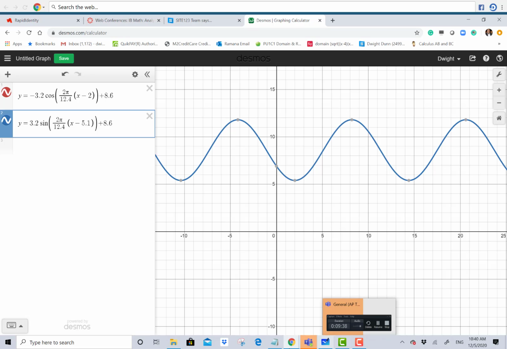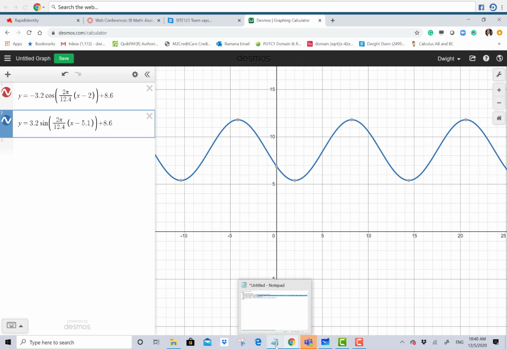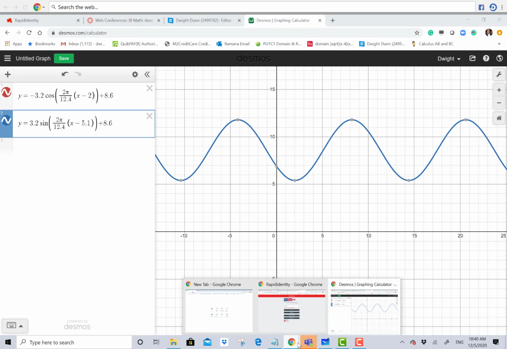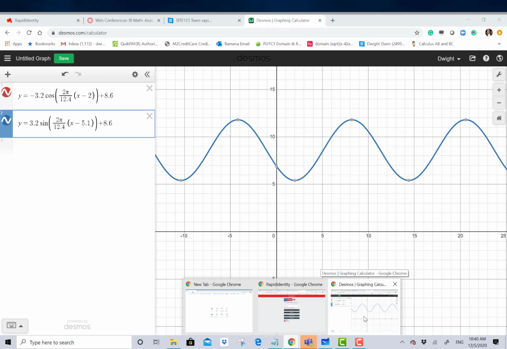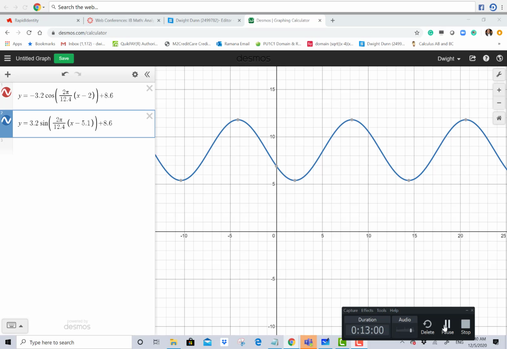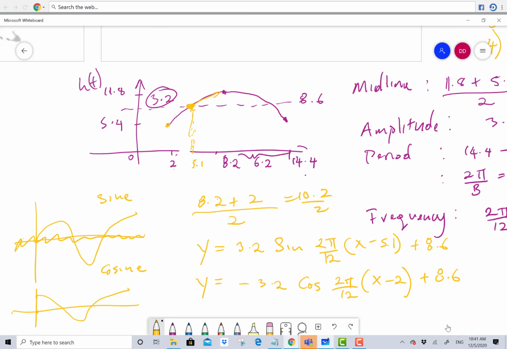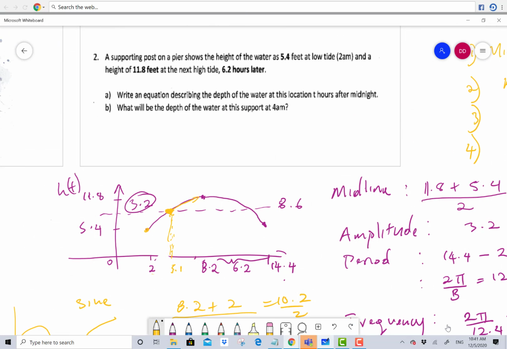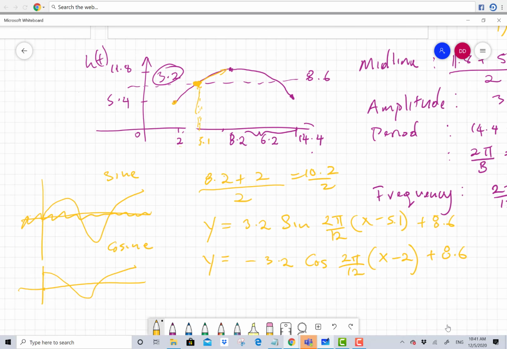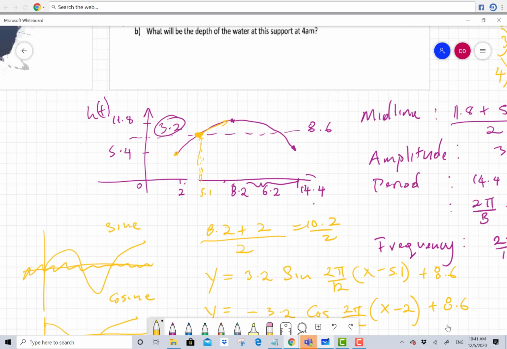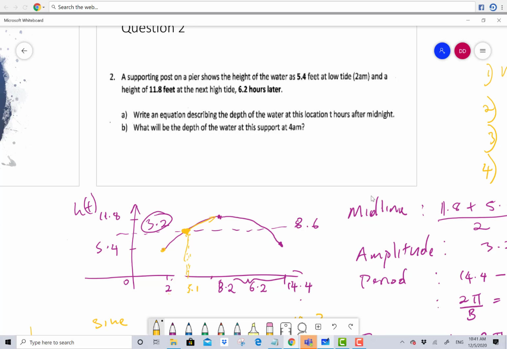Now, before we wrap it up, I just want to hit the last part of this problem. The last part of this problem asks what will be the depth of the water at this support at 4 a.m. We have two options. We could plug 4 a.m. into the actual equation, or we could simply figure out what is happening at 4 hours after by going back to our graph.